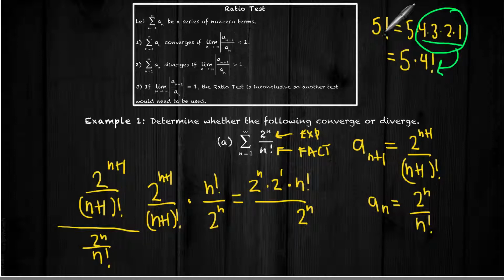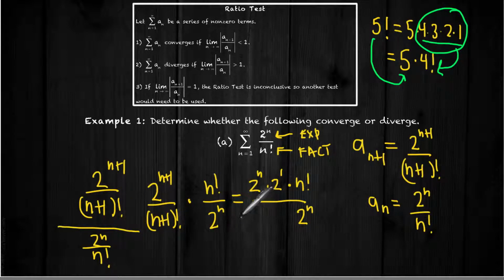So how do you write a factorial? You write a factorial as the number times the one that came before it, factorial. So going back to our problem, we have an n plus 1 factorial.